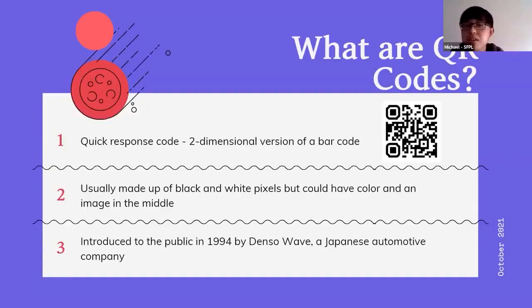I love this question. What are the differences between QR codes and barcodes? QR codes are two-dimensional versions of a barcode. A barcode could only hold so much information, and that's why the creators of the QR code created it. They wanted more information to be held in the QR code. One more time, what does QR stand for? It stands for quick response.